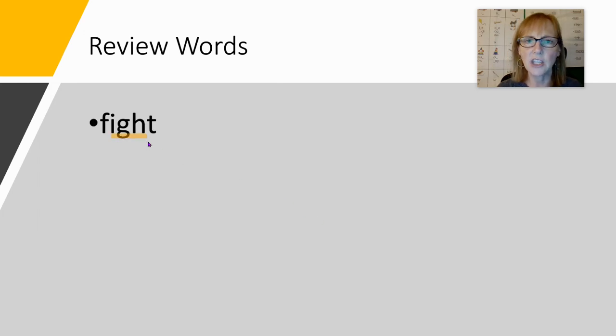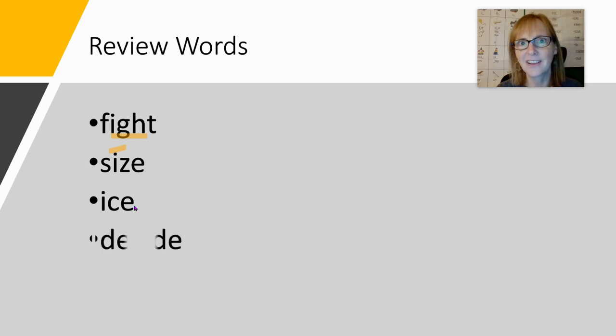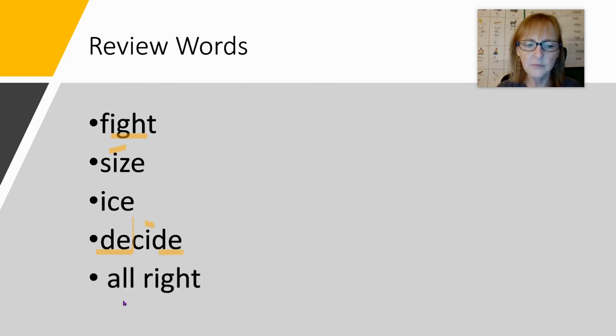Okay, here are review words for the week. Fight, here we have the I-G-H sound, long I, and then T at the end. Size, we have long I, consonant E. Ice, again, vowel, consonant E, long vowel, consonant E. Decide, here is where we break that syllable, and then we have the long I, consonant E. All right, remembering this is two words, all with the double L when it's just by itself, and then right, we have the I-G-H-T there as well.